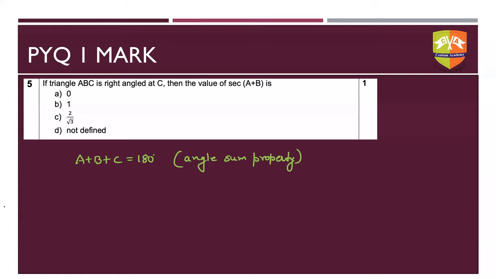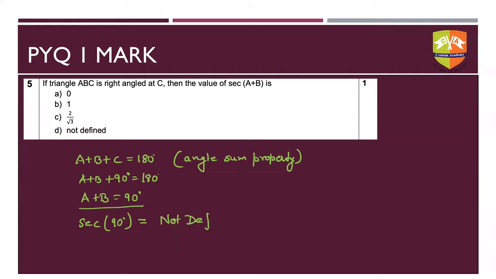So A plus B plus C is 180 degrees. So what is A plus B then? A plus B plus 90 degrees is equal to 180 degrees. So hence A plus B is how much? 90 degrees. So that means we have to find out secant 90 degrees, which is 1 upon cos 90, 1 upon 0. So not defined. But there were a few people who went for 0 also. Why? So you now know how errors will happen in your exam. Please be very careful, folks.